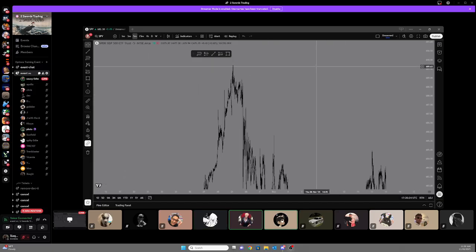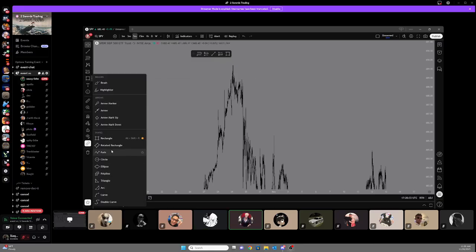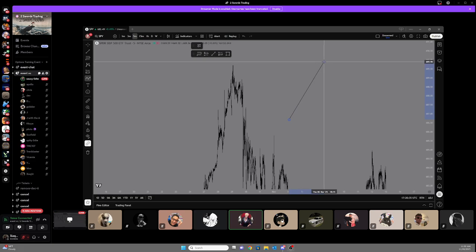Either way, it's either gonna push a bunch past it or it's gonna reject. Price can never just move linearly. Let me draw lines. It has to go like this, up and down. It has to have corrections.